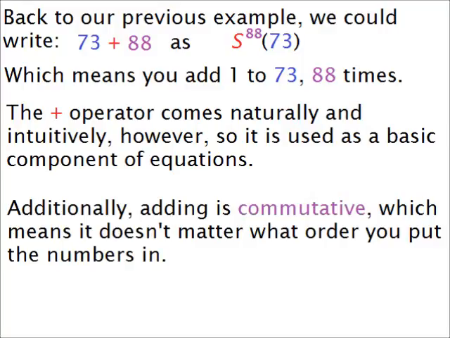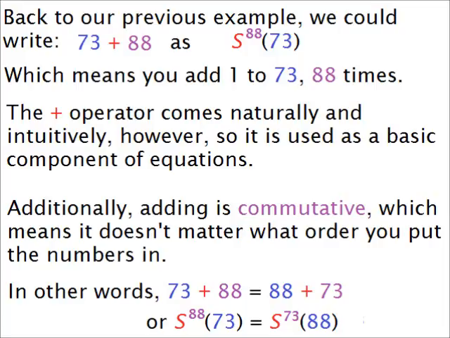An additional point about addition is that adding is commutative, or commutative. Different people pronounce it in different ways. What this means is that it doesn't matter what order you put the numbers in. In other words, 73 plus 88 equals 88 plus 73. Or, to use the successor function, the successor function with an index of 88 of 73 is the successor function with an index of 73 of 88.